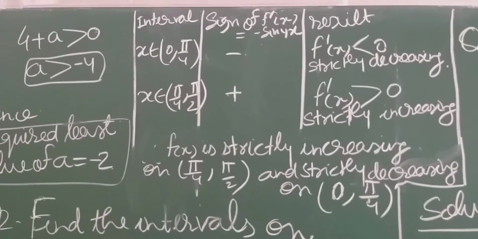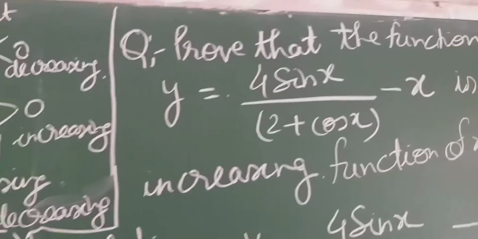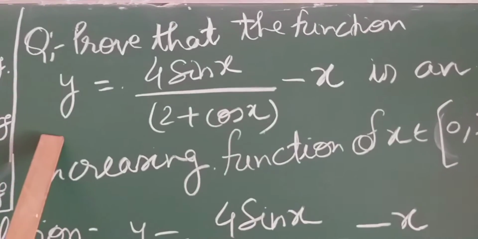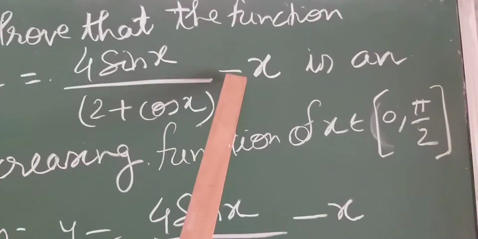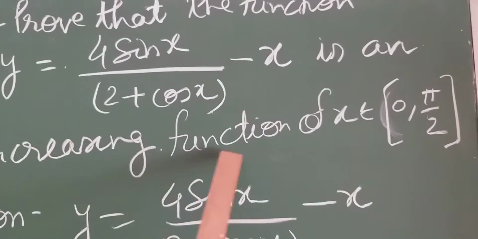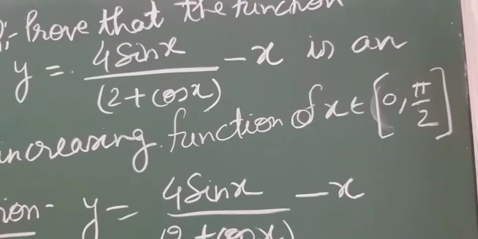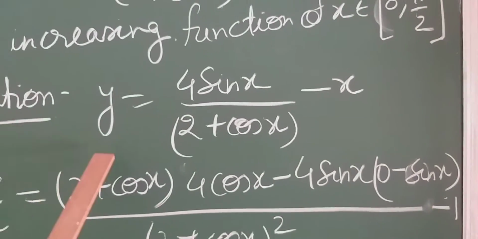Okay students. Now, third question. Prove that the function y equals to 4 sin x upon 2 plus cos x minus x is an increasing function if x belongs to 0 to pi by 2. So students, this is the function.